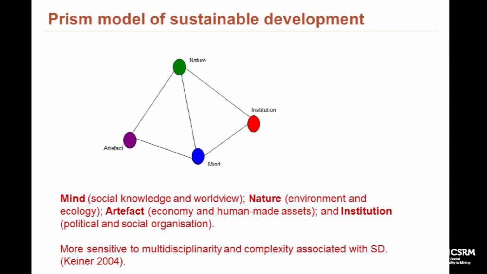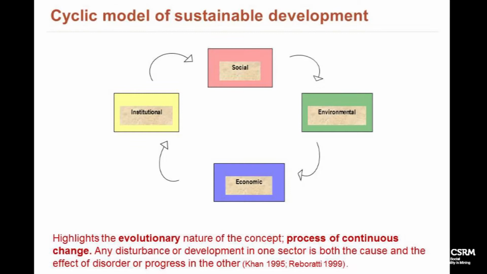Again, because there's no hierarchy implied in the model, it's more open to multidisciplinarity and complexity. This is personally something that I think conveys the same meaning in a better way, because it's cyclical and therefore it highlights the evolutionary nature of the concept, and it underlines again that what goes better or wrong in one element actually can be the cause and the effect of disorder or progress in the other. So it's more evolutionary and iterative in that sense, which is what sustainable development is all about.